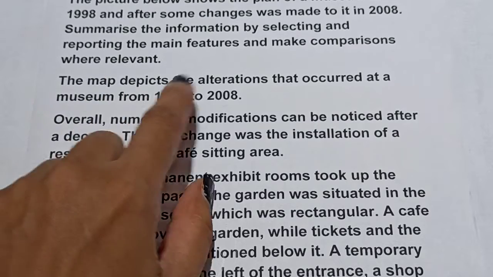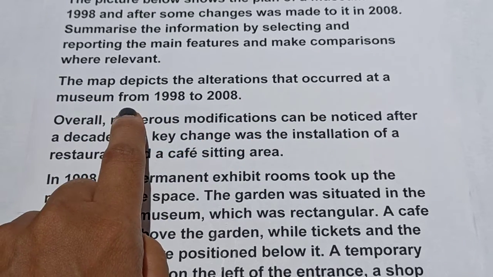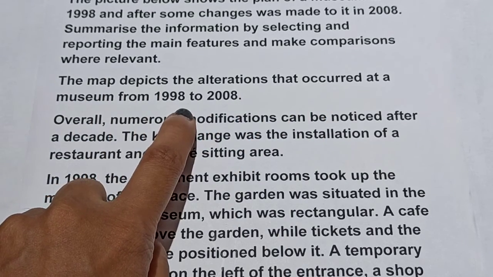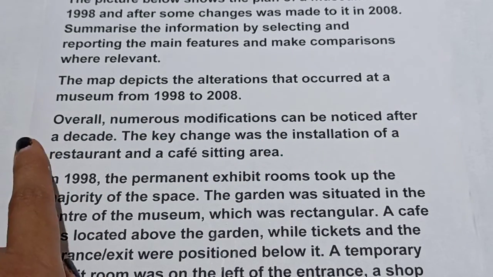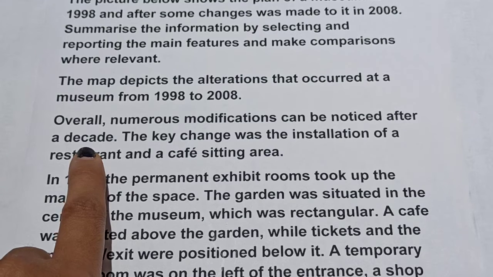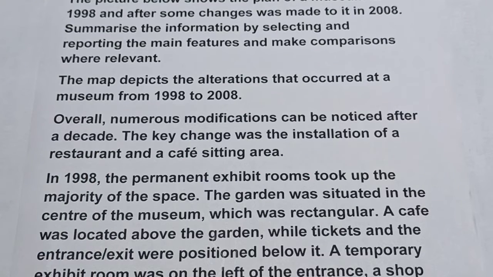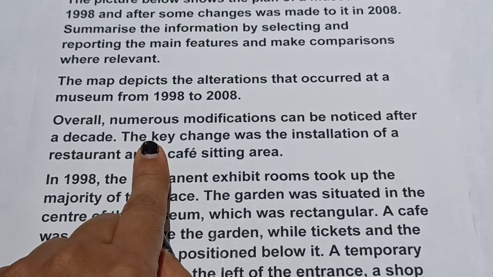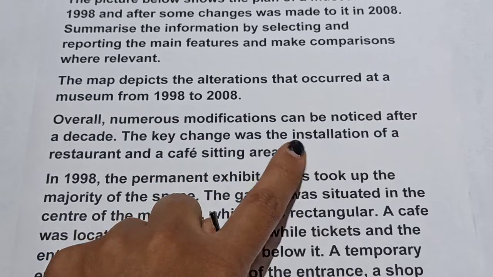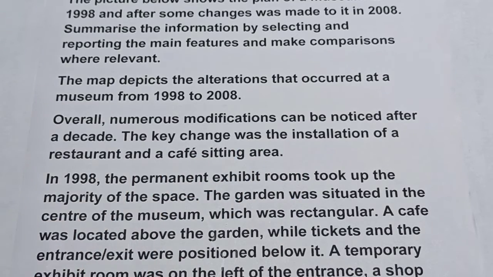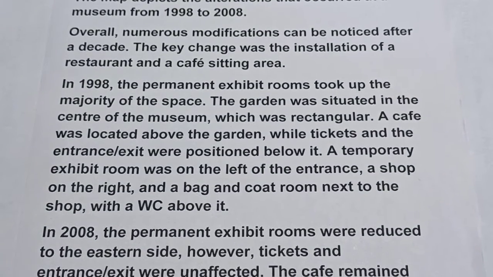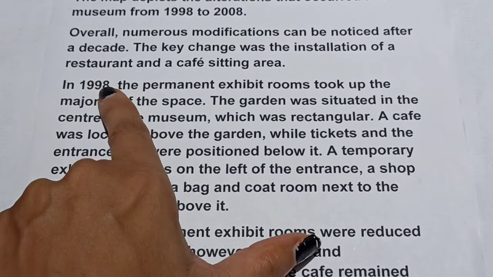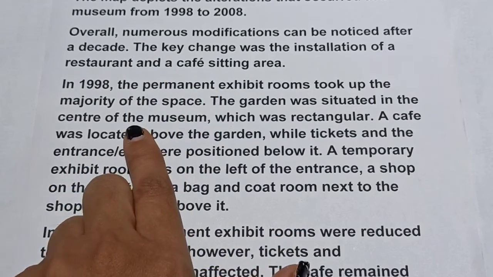So the map depicts the alteration that occurred at a museum from 1998 to 2008. Overall, numerous modifications can be noticed after a decade. So after 10 years, we can see a lot of modifications. The key change was the installation of a restaurant and a cafe sitting area. So the key change means the major change was the installation of these two things, restaurant and cafe sitting area.